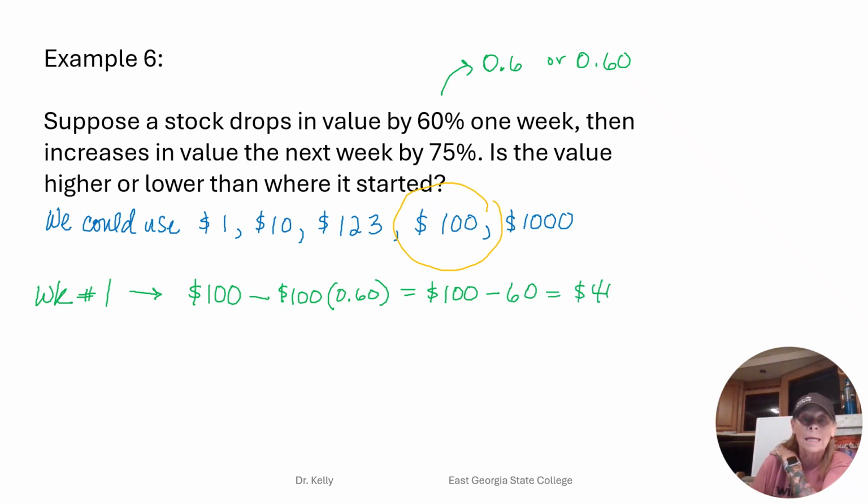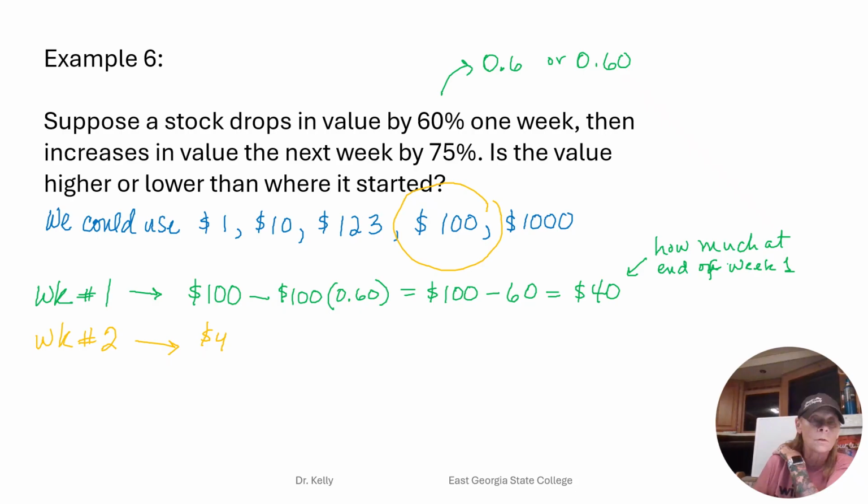And so at the end of week 1, this is how much we have. At the end of week 1, okay? So let's look at week 2. What happens the second week? At week 2, we don't start off with $100 because all we have left now is $40. But we increase our $40 in value by 75%.